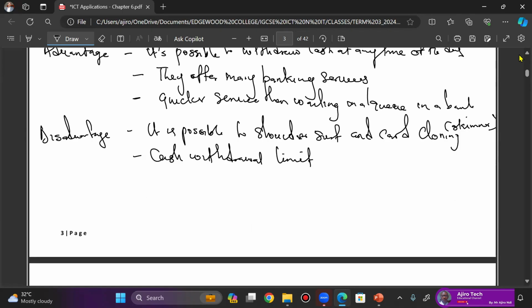Okay. Now, if your debit card is faulty, what happens? You can no longer make transactions. So this is very, very important. So this is where we are going to stop.